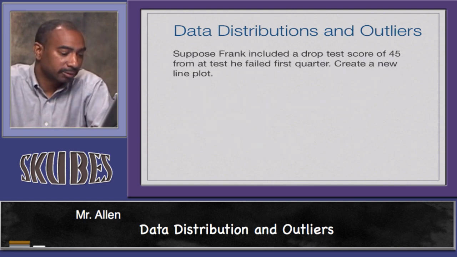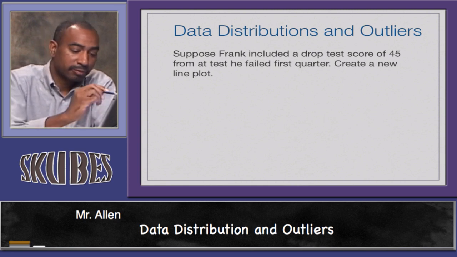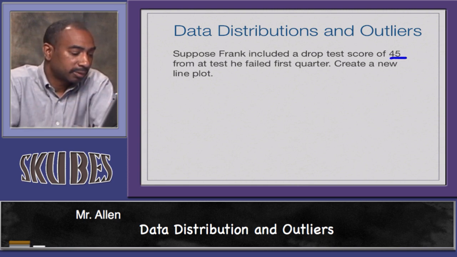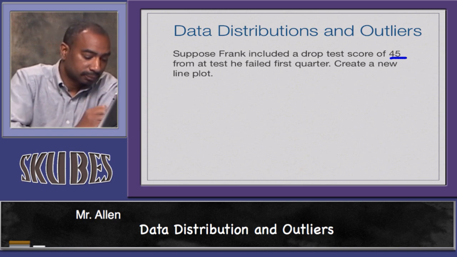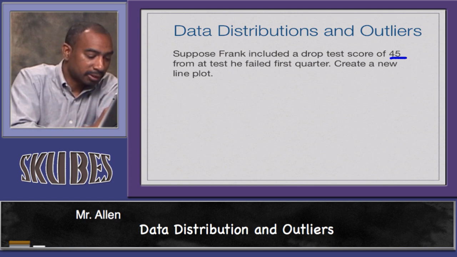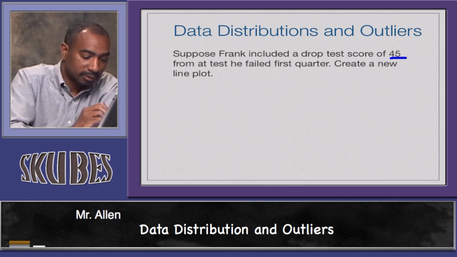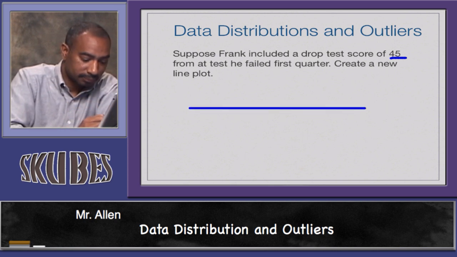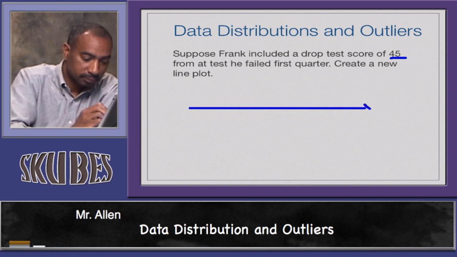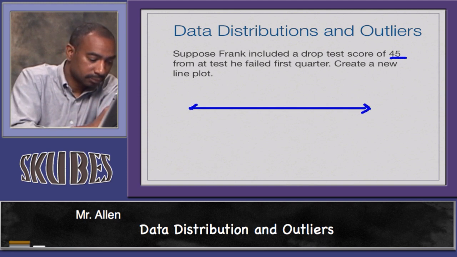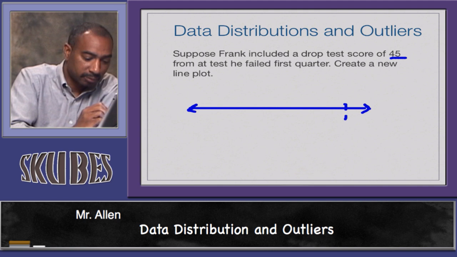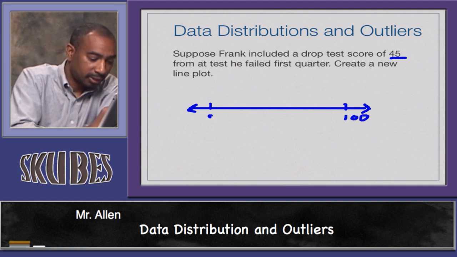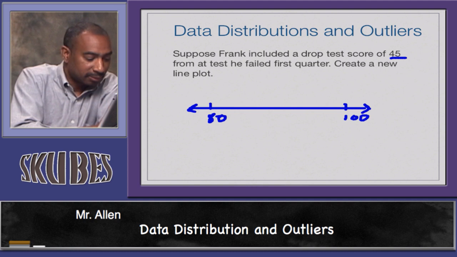I suppose Frank included a drop test score of 45 from a test he failed first quarter. Create a new plot line. All right, so you know the previous plot line looks something like this, where we went from 100 to 80. But now 45 is way back here.